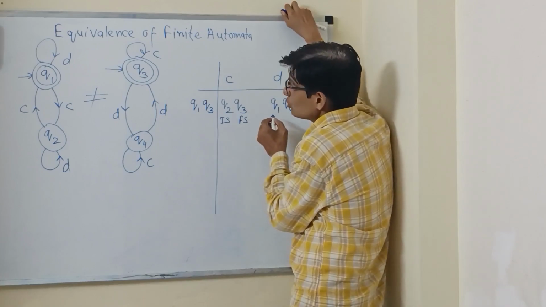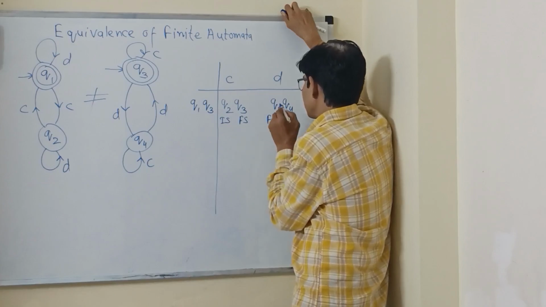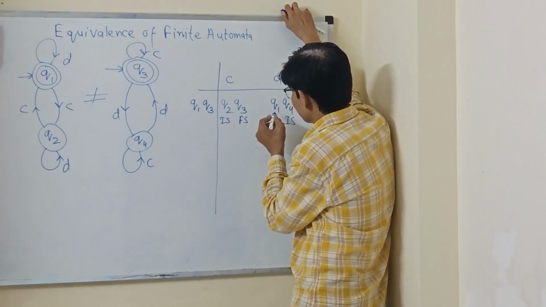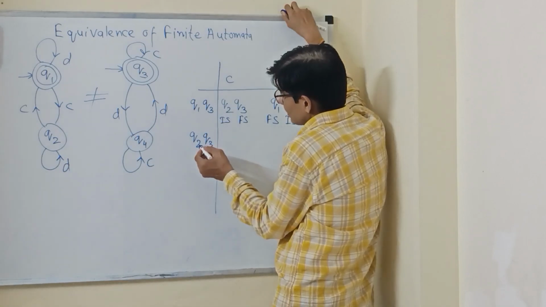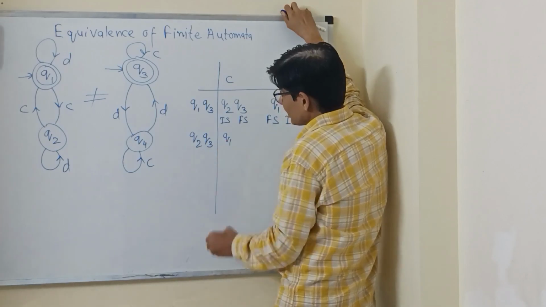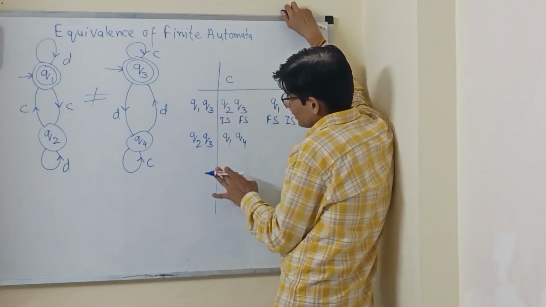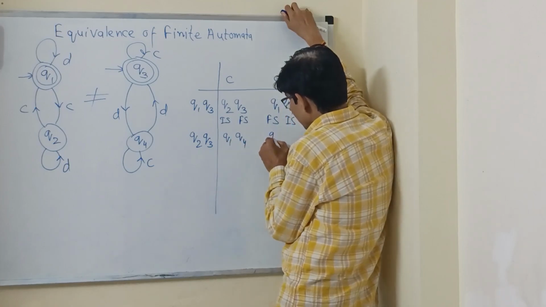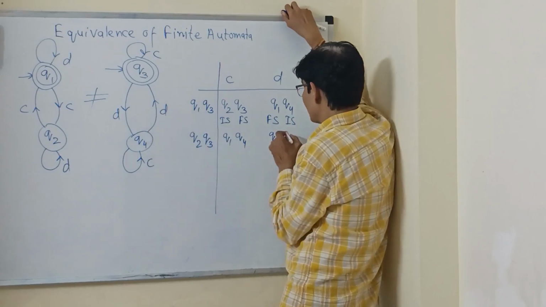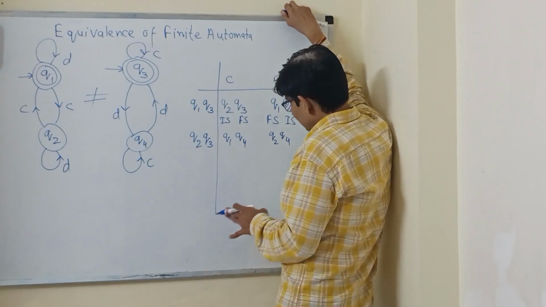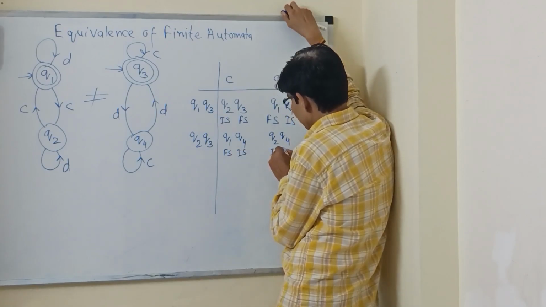So here also we have got Q1 and Q4, which is again a non-matching pair. So this is FS and IS. Again non-matching pair, again non-matching pair. So now a new state is there: Q2, Q3. So on Q2, if we apply C, we will move to Q1. And on Q3, if we apply C, we move to Q4. Now on Q2, if we apply D, we are on Q2 itself. And on Q3, sorry, if we apply D, we are moving to Q4. So that means again we have an FS and IS pair. Again we have an IS and IS pair.